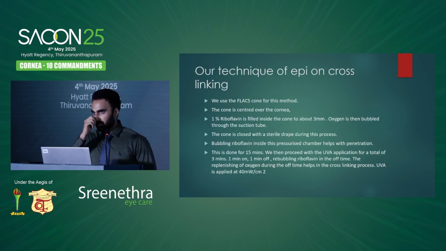So this is the technique that we use in our center, where we use a technique of epithelium-on cross-linking. We've never removed the epithelium for cross-linking from any of our patients. What we do is we use the Flax cone for this method, center the cone over the cornea and use 0.1% riboflavin and fill it up to 3 mm. Following this, you can start bubbling the oxygen through the Flax cone tube. And after you finish bubbling, place a sterile drape over it. This is done for 15 minutes.